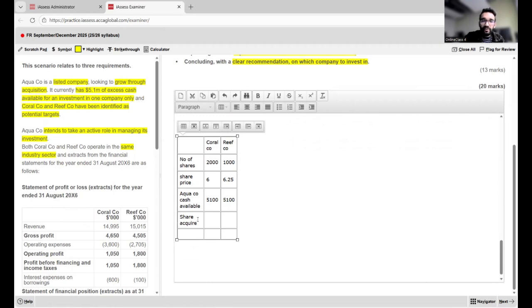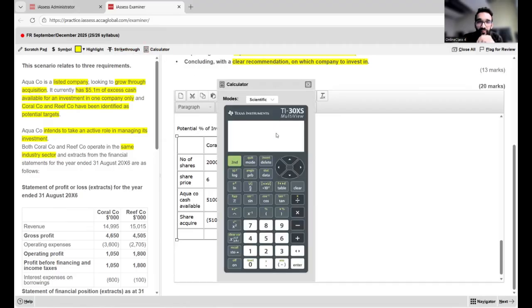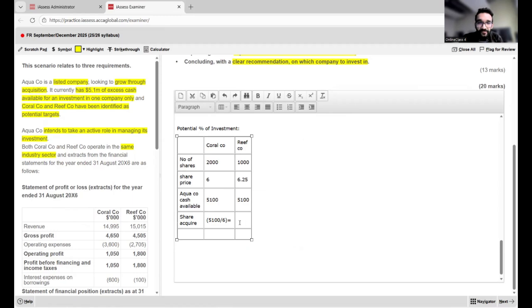Acquire. We are having 5100 and they are having a selling price of 6. So 5100 divided by 6, we will be getting a number of shares. You need to understand how much of shares you will be getting. Do the calculations first. Let's say 5100 divided by 6: 850 shares, right?